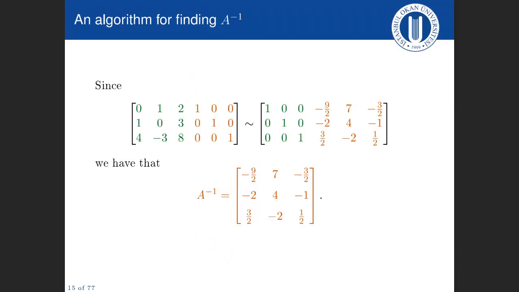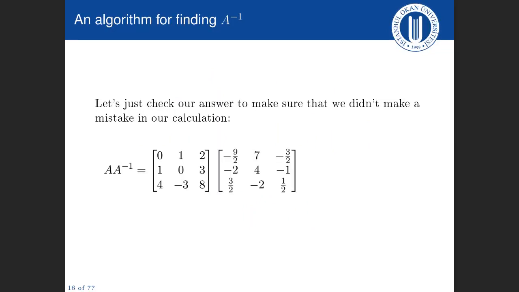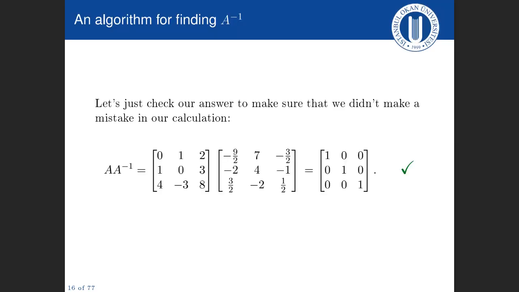So then we can just read it off. Because the matrix A I is row equivalent to the matrix I A inverse, A inverse must be this orange matrix, minus 9 over 2, 7, minus 3 over 2, minus 2, 4, minus 1, 3 over 2, minus 2, 5 over 2. Let's just check this. We could check this by multiplying these two matrices together, and I leave this for you to check. Check that if you multiply these two matrices together, you do get the identity matrix.